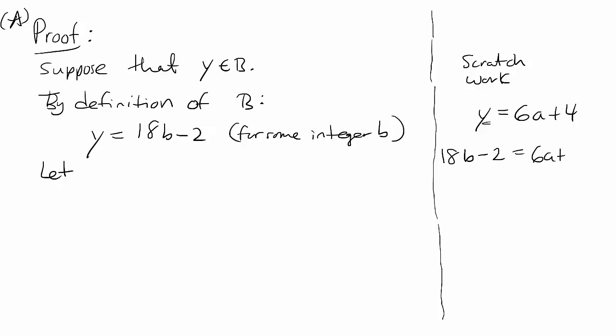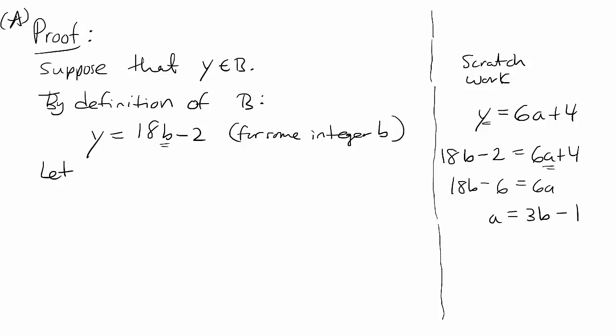Keep the right-hand side as it is, and then we're going to solve for the a. You already have your b. b is taken care of within the proof. When we solve for a, we have 18b minus 6 equals 6a. I'm just going to divide both sides by 6, so I get that a is equal to 3b minus 1. So you solve it for a.